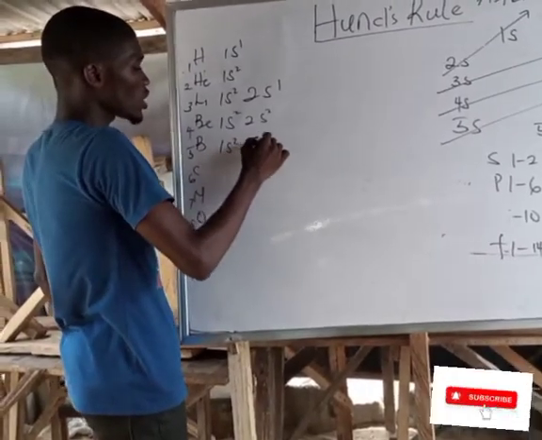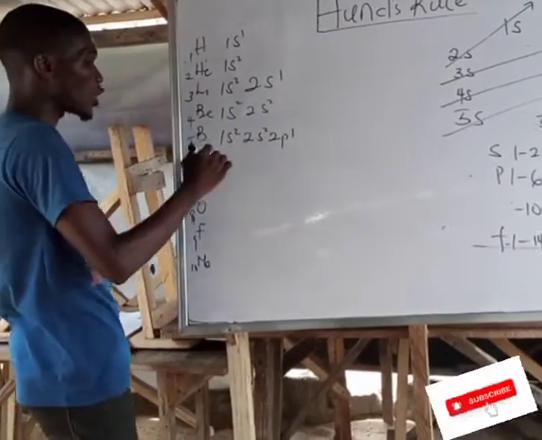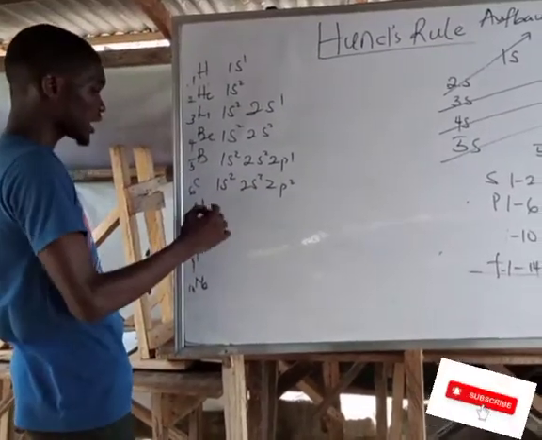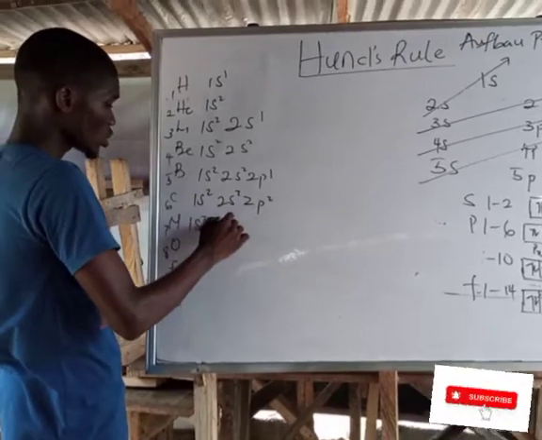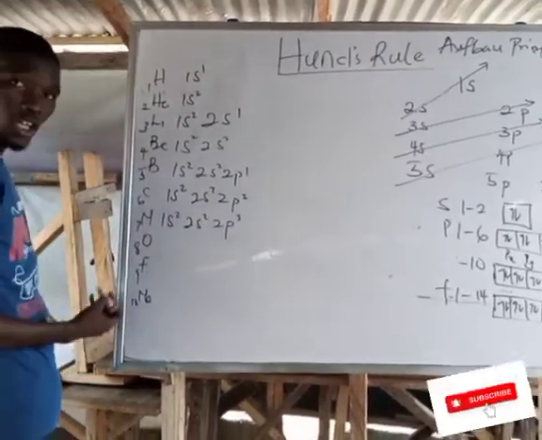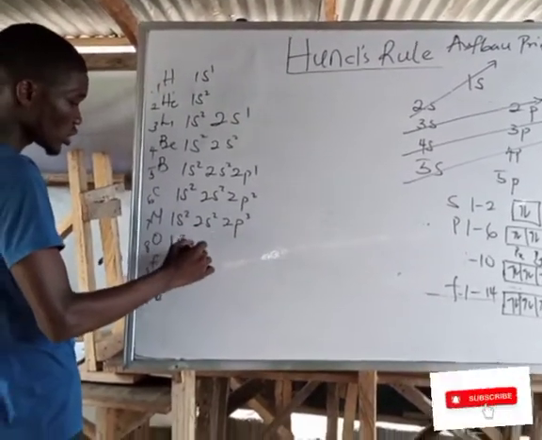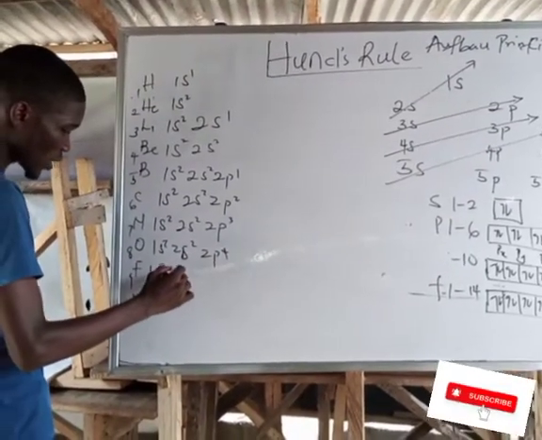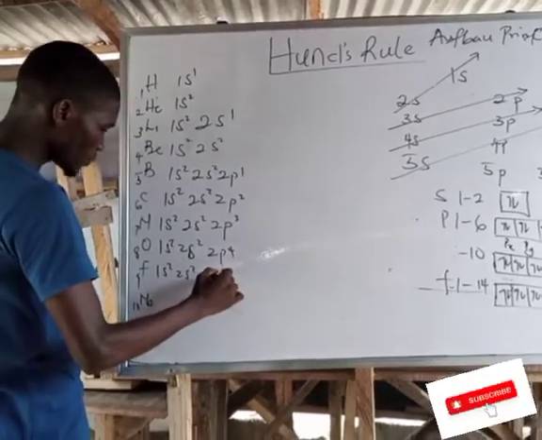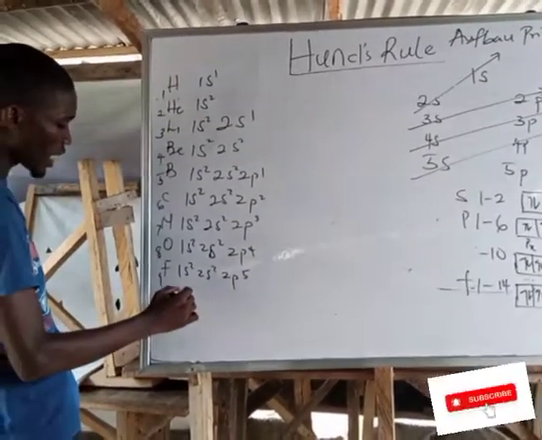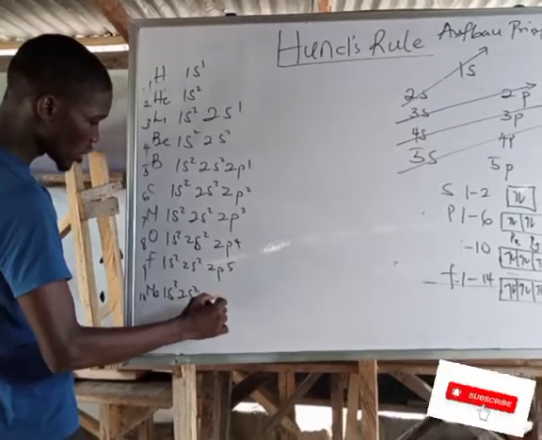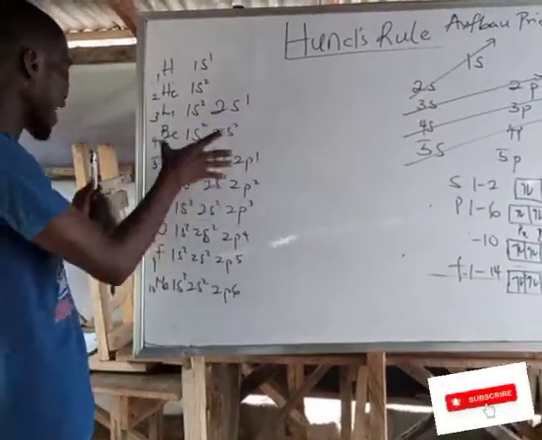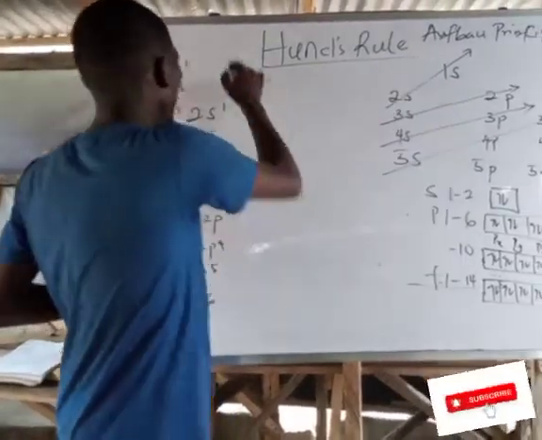So let's look at boron: 1s2, 2s2, 2p1. For carbon, we have 1s2, 2s2, 2p2. For nitrogen, 1s2, 2s2, 2p3. For oxygen, 1s2, 2s2, 2p4. For fluorine, 1s2, 2s2, 2p5. While for neon, we have 1s2, 2s2, and 2p6. You can write the first 10 elements using the Aufbau illustration.